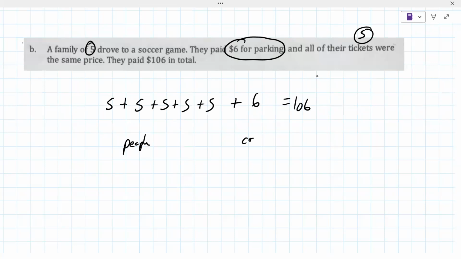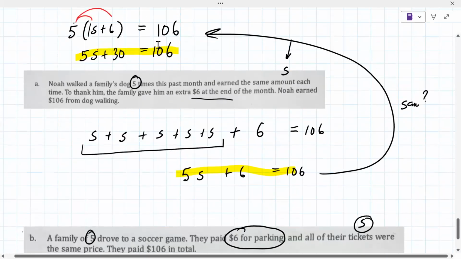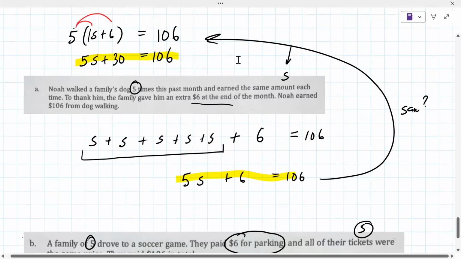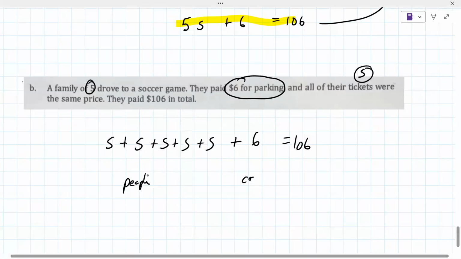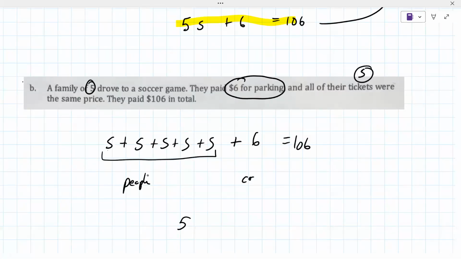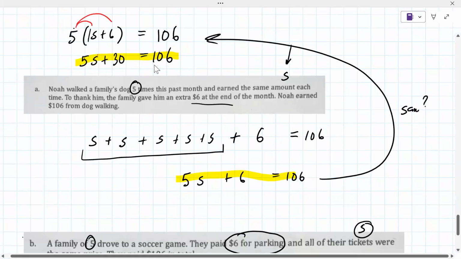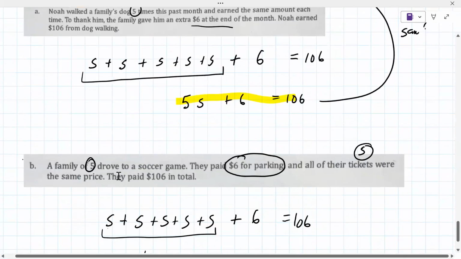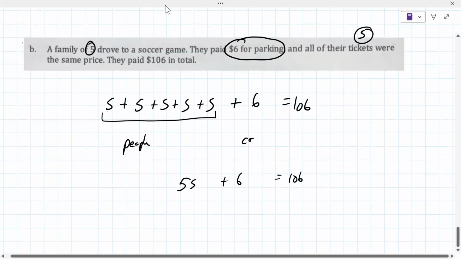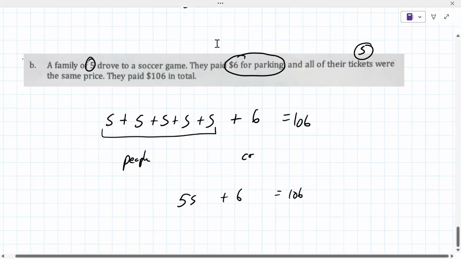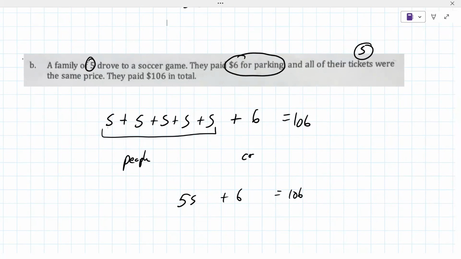All right. So is this the same as the original? This is 5S plus 6 equals 106. Is that the same as what we started with? Yes. It is? Oh, no. Okay. All right. So this one's out, which means it's one of the next 3.